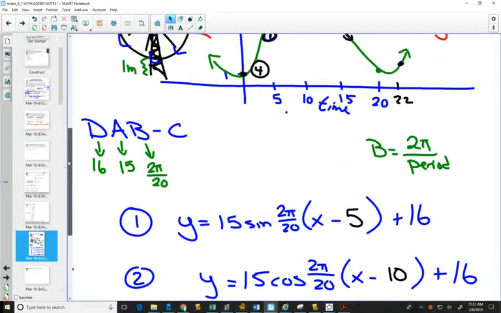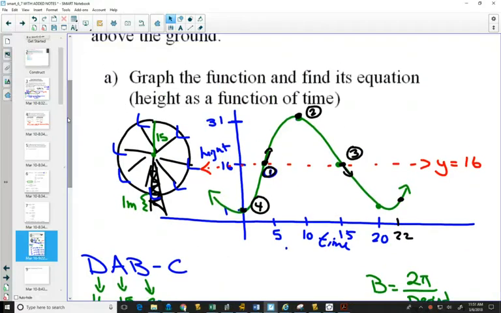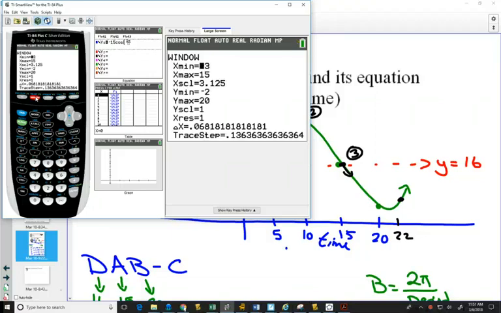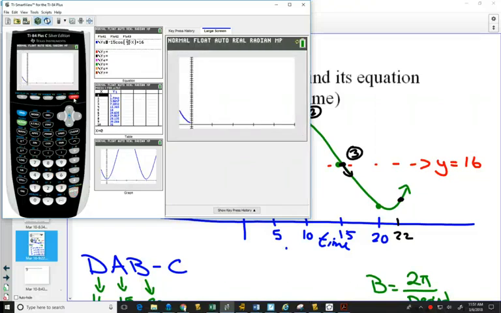Then I'm going to think about the diagram that we drew, and I'm going to go to my window, and I want to see, maybe I'll go from negative 5. I want to see past 20. I'll go up to 25. I'll make my scales go by 5. For my y values, it goes up to 31, so I'll make it go up to 35. Hit graph, and there's our Ferris wheel ride, just like we've graphed it.